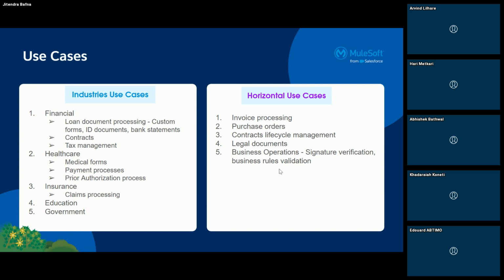There are also some documents where you want to make sure the signature has been done. If the signature has been done, then the document should be moved to the next step. IDP can tell you whether the signature is available on the documentation or not. Those kinds of things can be done with the IDP.